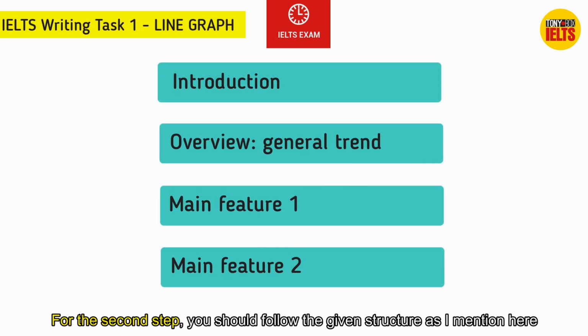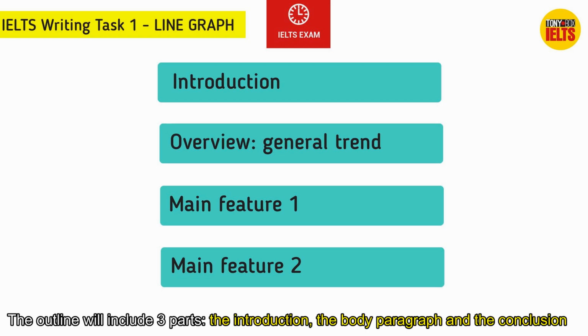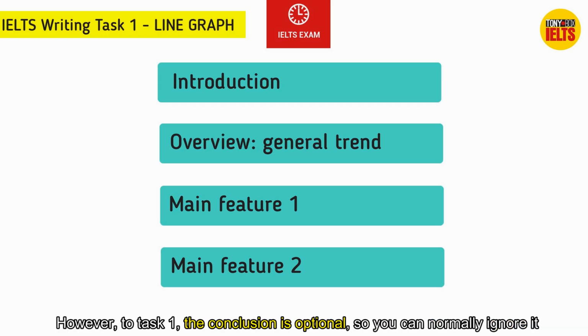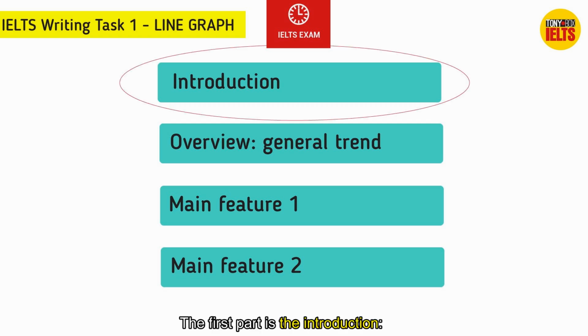For the second step, you should follow the given structure as I mentioned here and apply it for all types of graph or chart. The outline will include 3 parts: the introduction, the body paragraph, and the conclusion. However, in Task 1, the conclusion is optional, so you can normally ignore it and finish the essay with only the first 2 parts. The first part is the introduction.